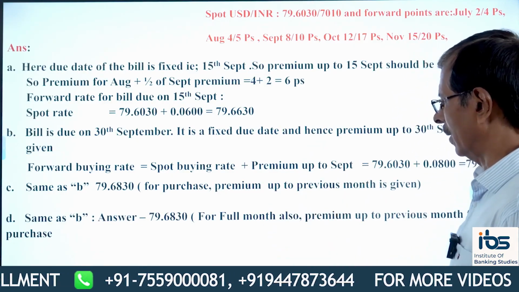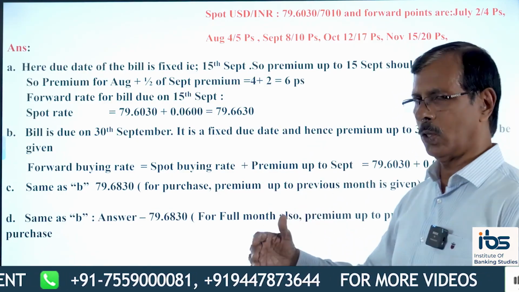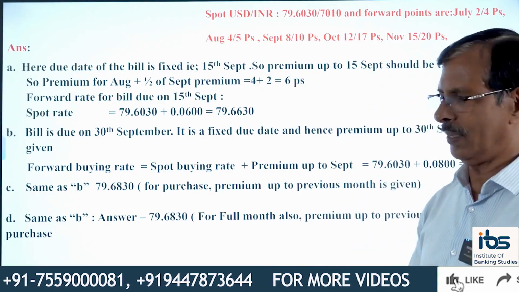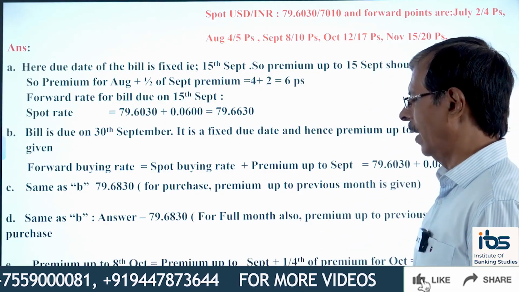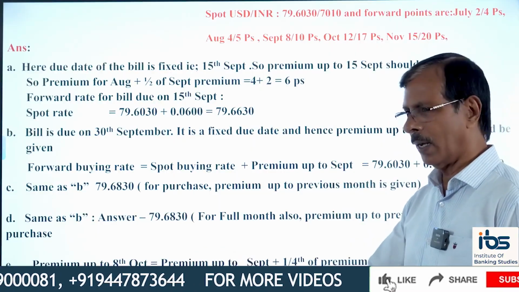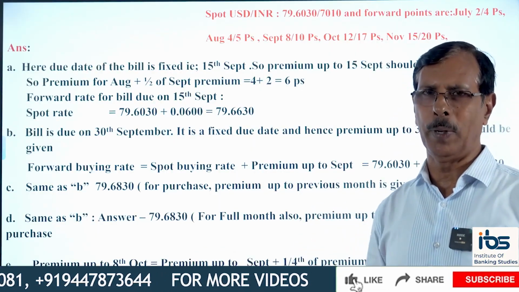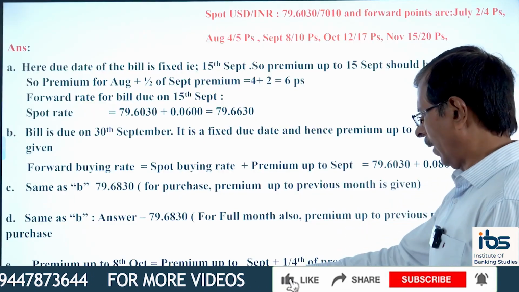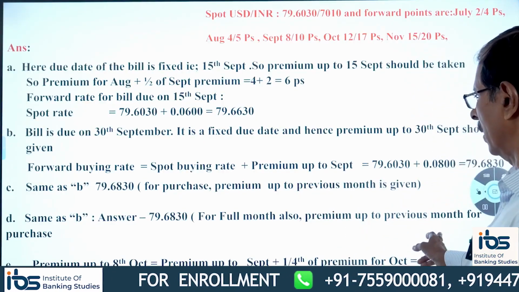D also has the same answer, because the terms October, month of October and October full convey the same thing. So it's the same answer. And the last one, we have taken the September premium, and proportionately for 8 days in October you added it, and you got 79.6930.